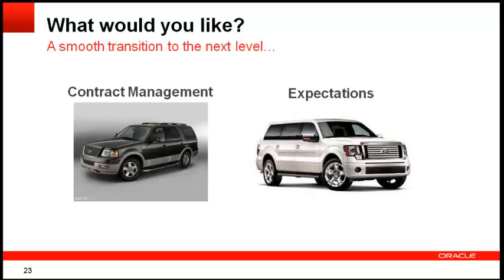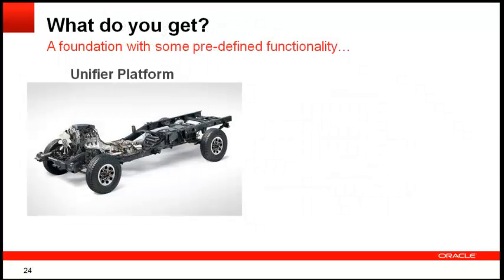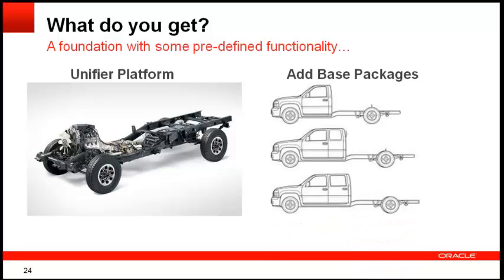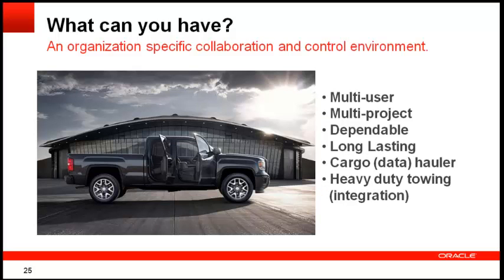So as nice as the new model might look, it still doesn't have a lot of the functionality that we've been looking for years. So what we get with Unifier is a platform. We've got a chassis, an engine, a driveline, heavy duty, very capable to do what we want to do, and then we can configure on top of that. And starting with the base packages to give us some ideas of where we want to go, and where you go, it's pretty much up to you as to what you have. Because you can have an organization-specific collaboration control environment for your projects.